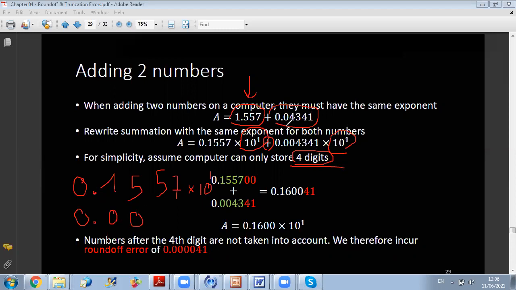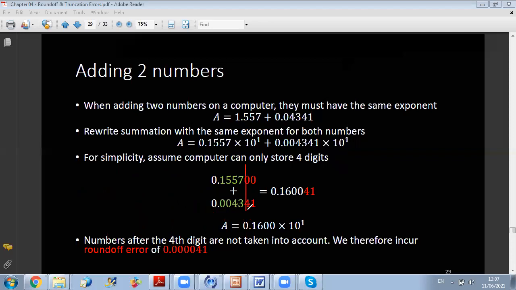So if I want to write it in the same way, times 10 to the power 1, I should add a 0 here. Okay, so it will be equal to 0.004341. Since my computer can just read 4 digits, it will just read these 4, and it will disregard 41. So now when I perform the addition, this is my round off error.